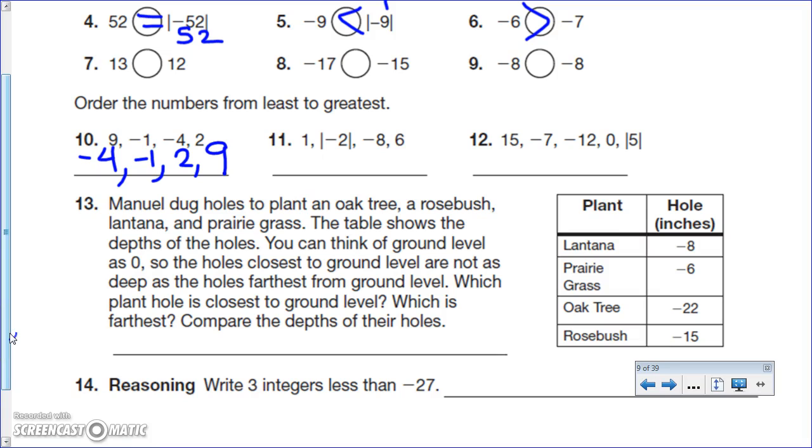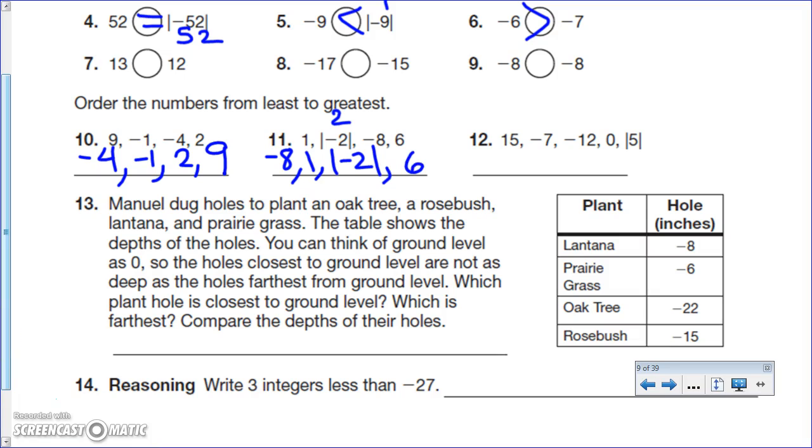For 11, we have 1, the absolute value of -2, which we know is 2, -8, and 6. So the number that is furthest to the left on our number line is -8. Then we're going to have 1. Then the absolute value of -2, because that's 2. Make sure you write it in its original form when you're writing from least to greatest. And finally, we have 6 at the end.